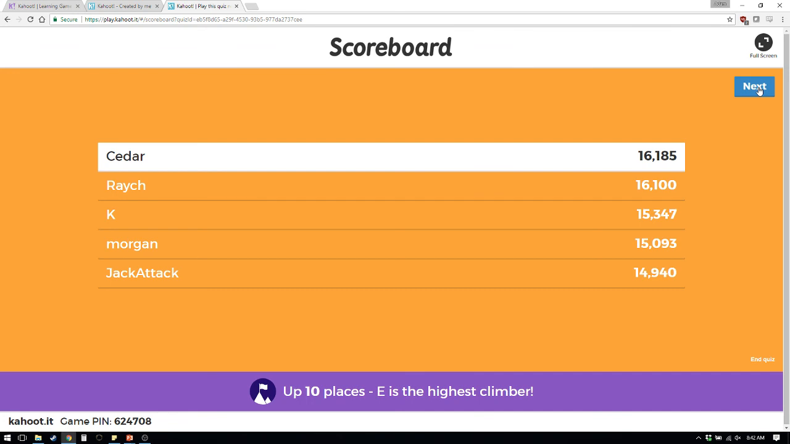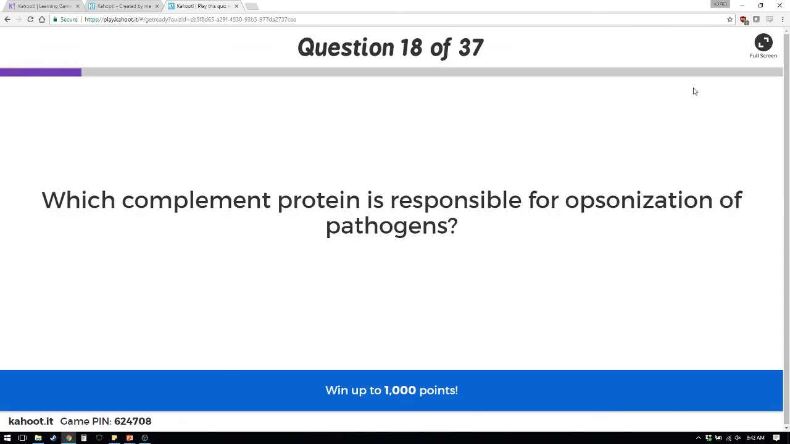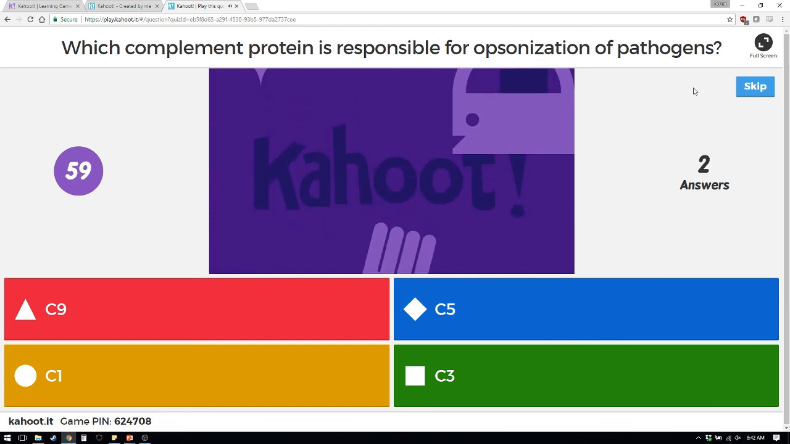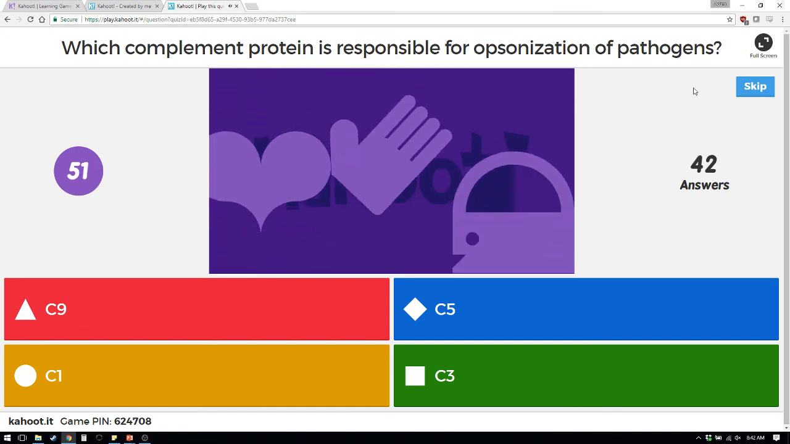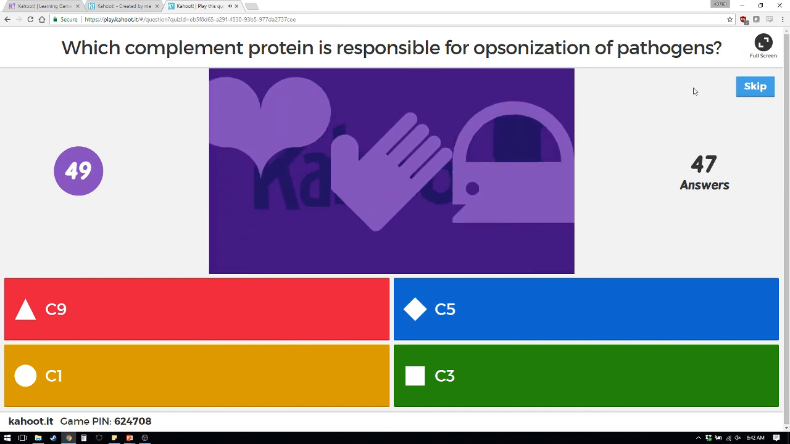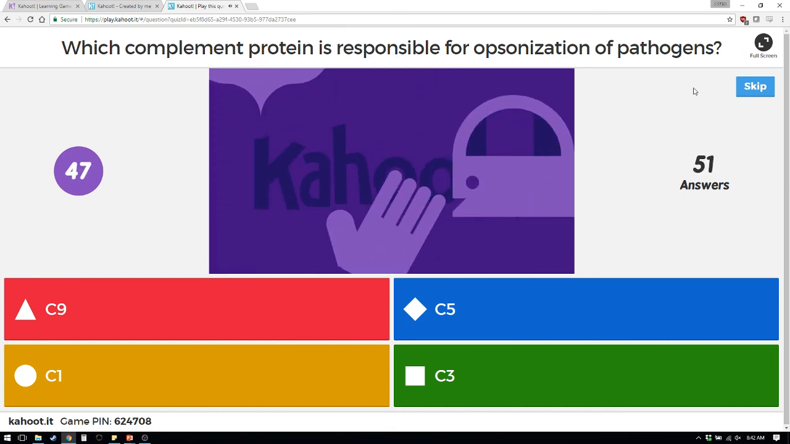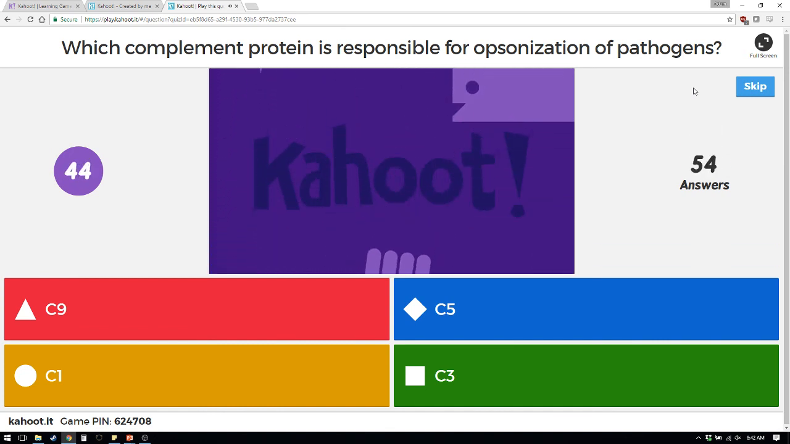Okay. So which complement protein is responsible for opsonization of these pathogens? Putting the icing on the cake, essentially. If you had to, you'd eat cake without the icing, but it's no fun, right? You want to have the icing on it.